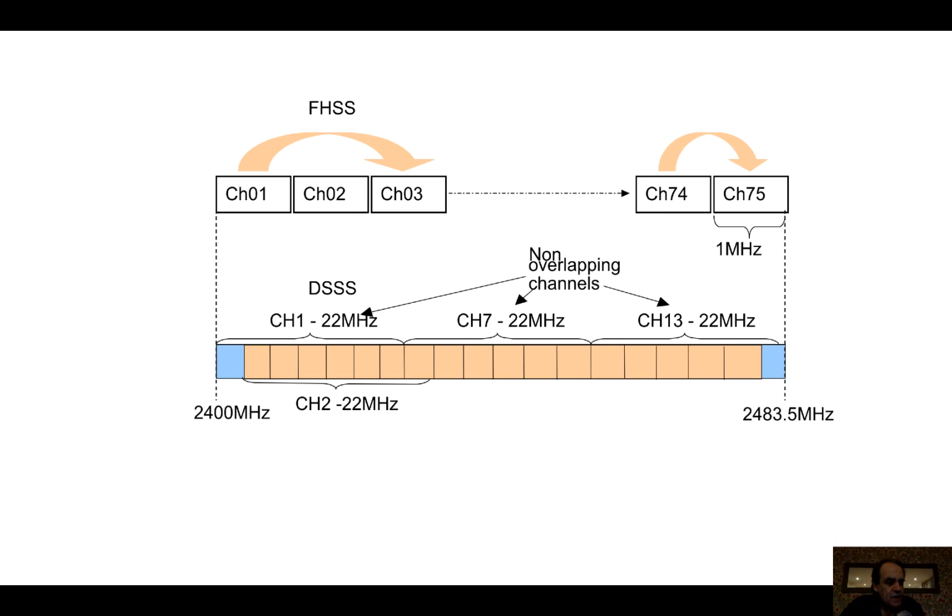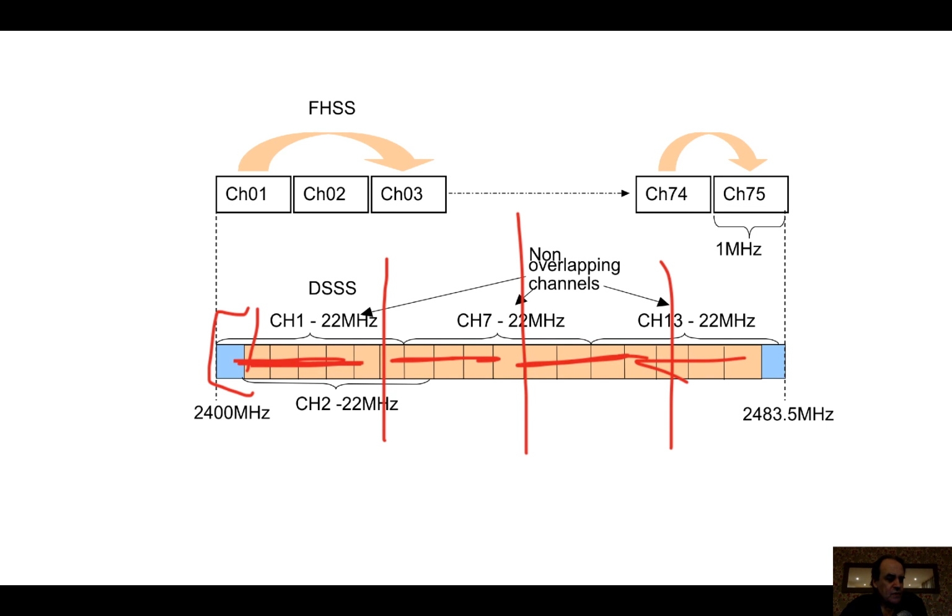Okay, so this is the setup of a normal 802.11b type setup. We have these small channels that we set up, and there are non-overlapping channels. 1, 7 and 13 are non-overlapping. The other ones will overlap in some sort of way. So the channels 1, 2, 3 and 4 will overlap, 7, 8, 9 will overlap, and so on.